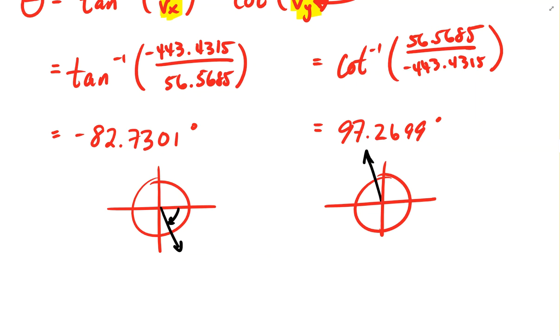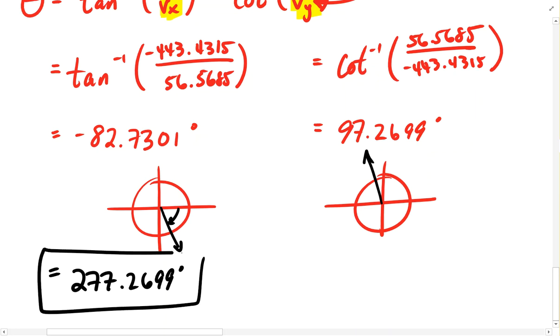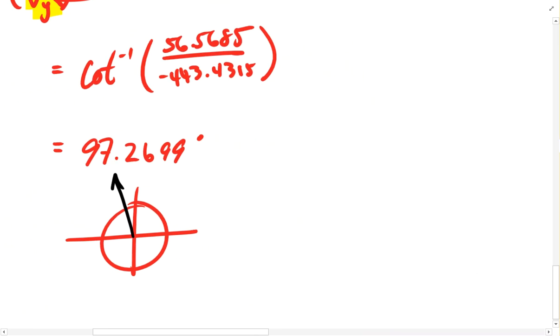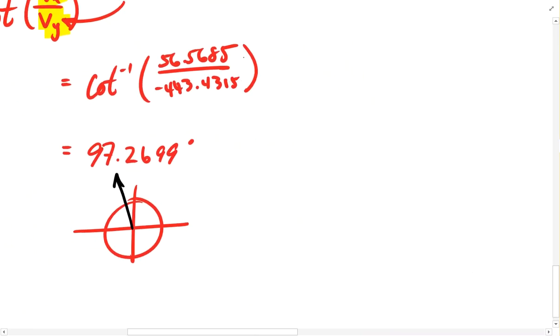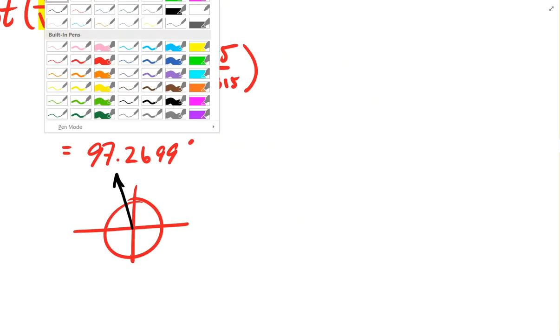I think reproducing the answer from the tangent result is pretty easy to do. We can just add 360 degrees and get an acceptable result. 277.2699 degrees, and I think that would be perfectly acceptable. But I was saying earlier that I like cotangent because of the format. However, we do have to be a little bit careful here.